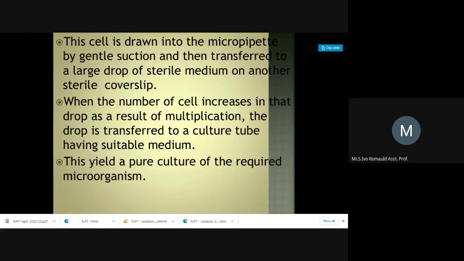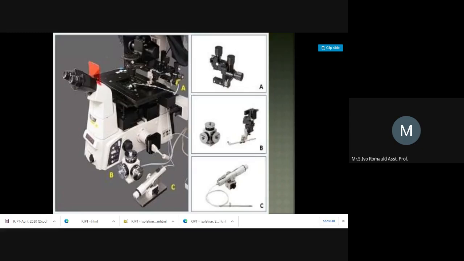So this cell is drawn into the micropipette by gentle suction, and it is transferred to a large drop of the sterile medium. Okay, when the number of cells increases in that drop as a result of multiplication, this yields a pure culture of the required microorganism. Okay, so this is the instrument setup.